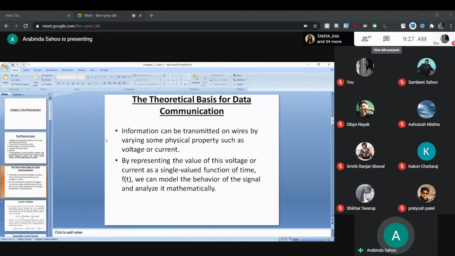Okay, so finally you can say that by representing the value of this voltage or current as a single valued function of time f of t, we can model the behavior of the signal and analyze it mathematically.